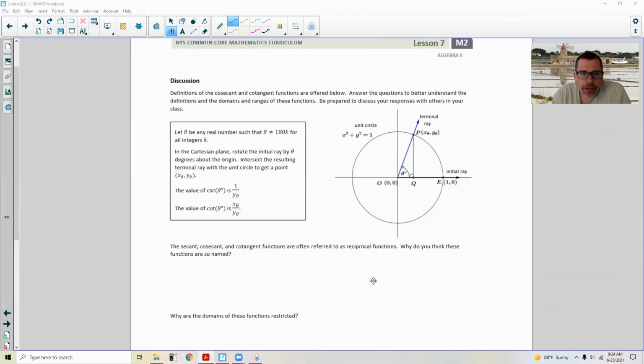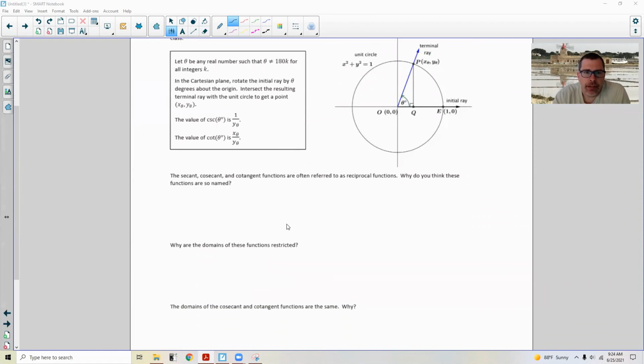Okay, page 5, discussion. Definitions of the cosecant and cotangent functions are offered below. Answer the questions to better understand the definitions and the domains and ranges of these functions. Be prepared to discuss your responses with others in your class. Okay, so now it says to let theta be any real number such that theta cannot equal multiples of 180. In the Cartesian plane, rotate the initial ray by theta degrees about the origin, intersect the resulting terminal ray with the unit circle to get the point x sub theta, y sub theta.